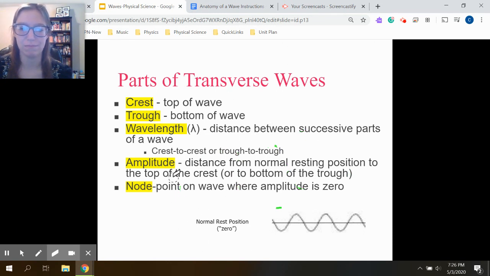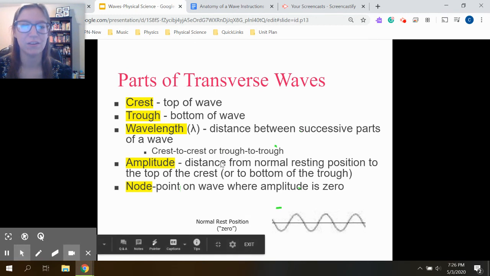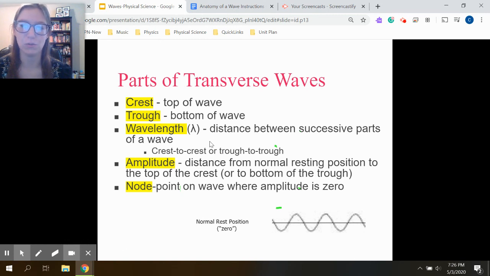It's fine. Okay, so parts of a transverse wave. Just to recap, crest is the top, trough is the bottom. The wavelength is how wide the parts of the wave are from each other. The amplitude is how tall, and the node is like the resting position, or you could think of it as like 0.